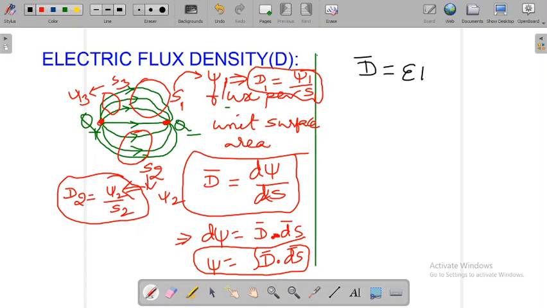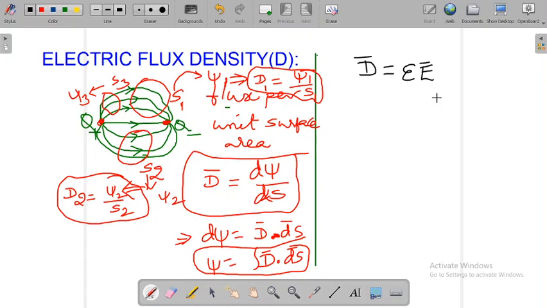Or it can be defined like this: D bar equals epsilon times the electric field intensity, which gives our electric flux density. Epsilon is nothing but the permittivity of the given medium.